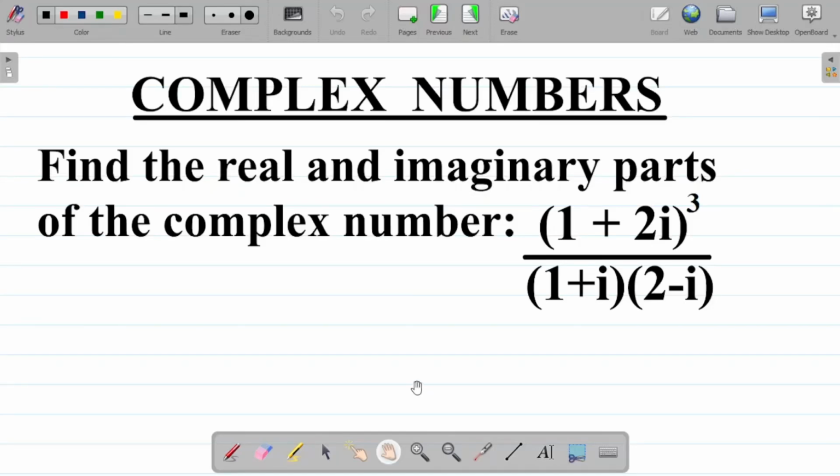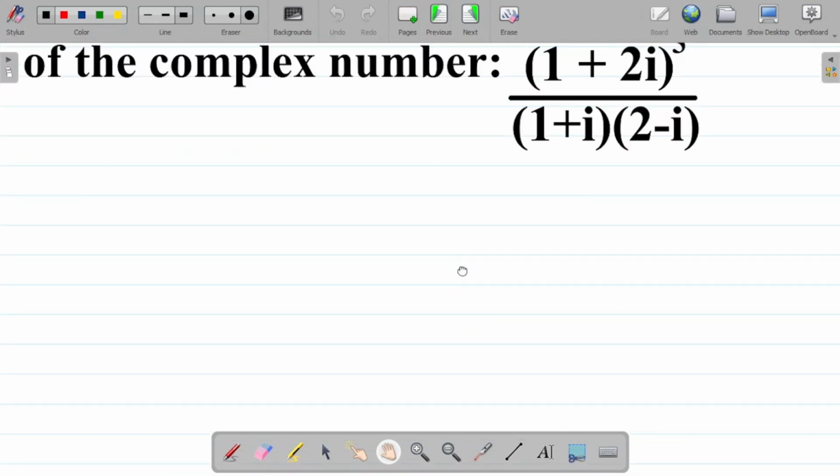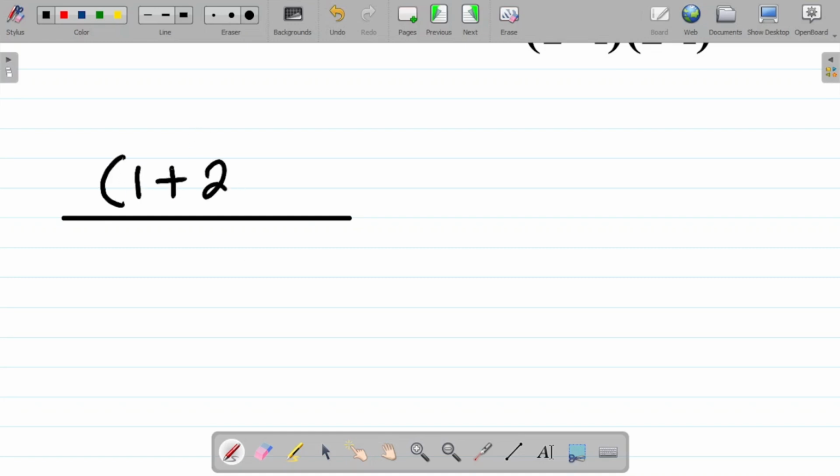All right, so let's look at how we can solve this question on complex numbers. The question says, find the real and imaginary parts of the complex number. You have this, so I'll just take down this question and then we'll try to find the solution. I'm giving this as 1 plus 2i all cubed into 1 plus i into 2 minus i.